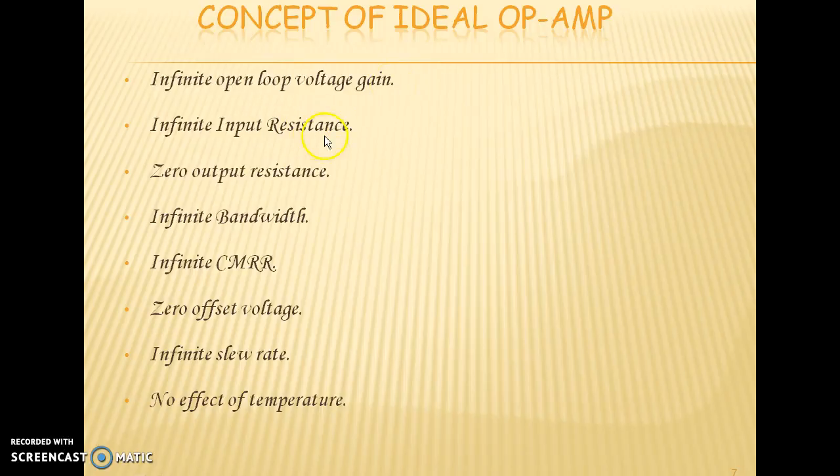Second, infinite input resistance. An ideal op-amp has an infinite input resistance. An ideal op-amp draws no current at both the input terminals because of the infinite input resistance. So almost any signal source can drive it and there is no loading on the preceding stage.